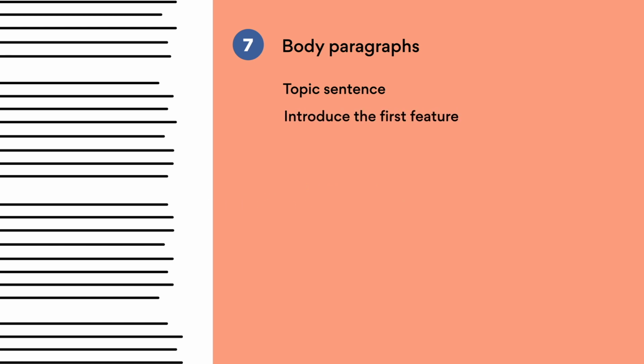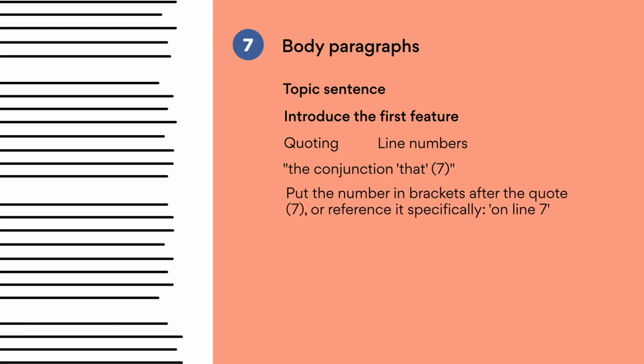Next, introduce the first feature that you want to discuss by quoting it in some way and giving the relevant line numbers. If you are talking about a specific word which appears twice in the same line, if possible, reference it specifically by using some form of meta-language. For example, if the lexeme occurs more than once, maybe reference it by saying that it's a conjunction. When giving line numbers, you can simply put the number in brackets after the quote, or reference it specifically, for example, by saying on line 7.